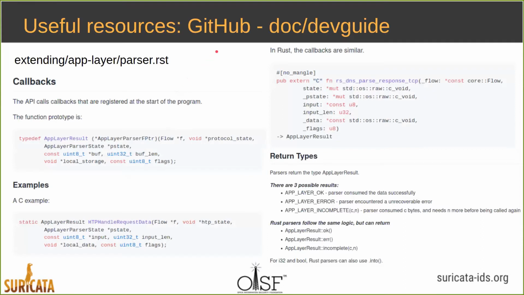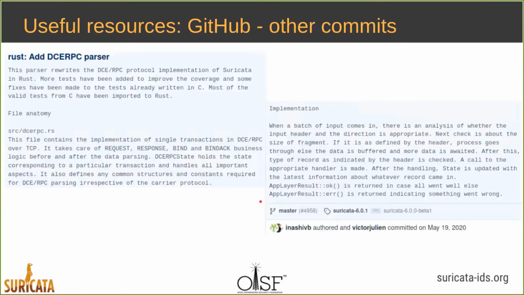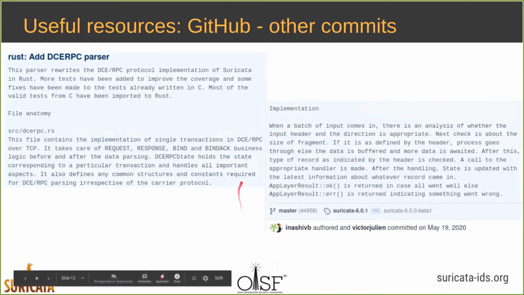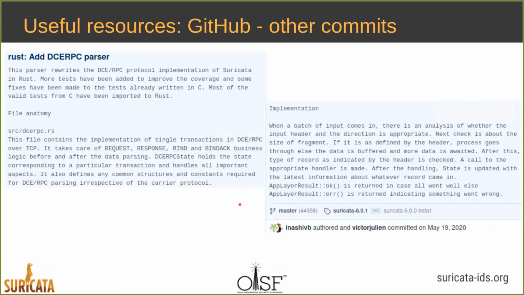Quick look at a bit of the dev guide on GitHub. Here, for instance, if you go to extending the application layer, you will see a bit of how the parser works. What are the callbacks for the API? And an example of what it would look like in C or in Rust and the return types we will be working with when implementing a protocol in Suricata. There's more here, and I recommend you check it if you want to try this. And for the commits, here are two excerpts from a commit from my awesome mentor, Shivani, where she explains the DCERPC parser. And this is useful both if you want to understand this parser, but also if you want to understand how parsers work, how you can describe things, what's going on, in which file you should put what. So there is lots of useful information there.